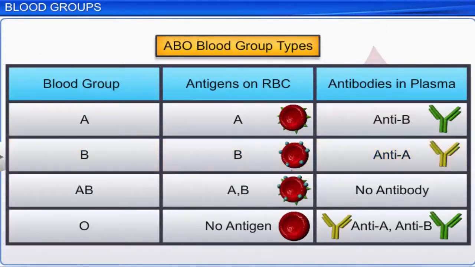On the other hand, individuals with AB blood group have both A and B antigens, and hence antibodies are absent in them. In the case of individuals with O blood group, antigens are absent, and hence both anti-A and anti-B antibodies are naturally present in them.